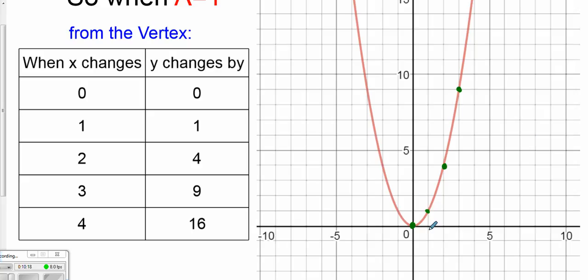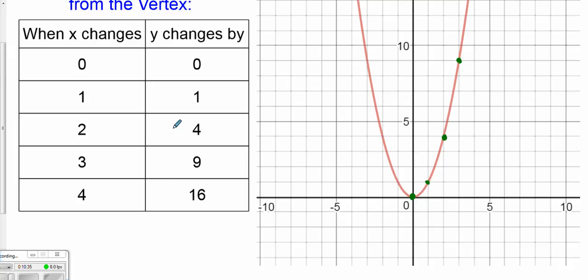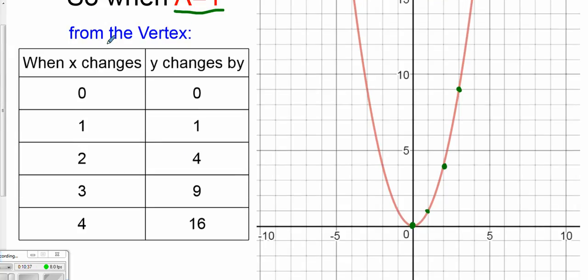So again, these are just the changes by. These tables you might want to write out. This table for reference comes from a equals 1. This is our regular equation when the a value is 1, so there's nothing in front of that x squared term. Okay, these are the changes that you'll notice, again, from the vertex. You have to start at the vertex.